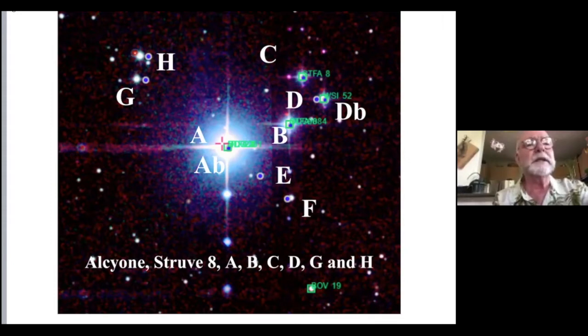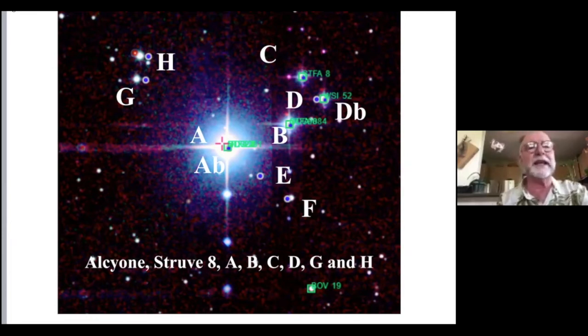Now, E and F are pretty dim. You're not going to get those, but G and H are possible to get with a small telescope. You can also notice A and AB, and you notice D and DB. Those are spectroscopic binaries that cannot be gotten with any scope from the ground other than spectroscopic imagery, so don't even try. The main stars you're going to get are A, B, C, D, G, and H.